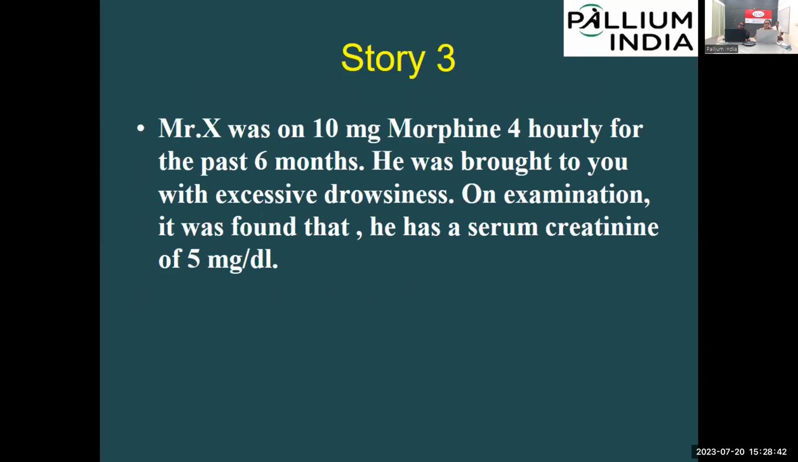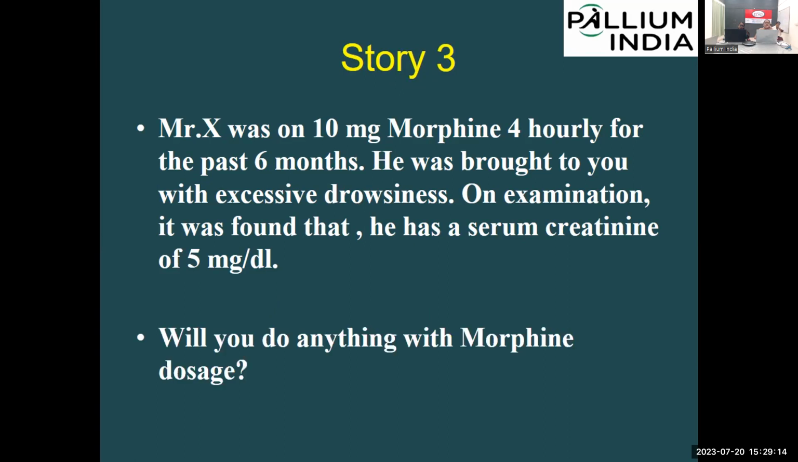So now going back to the story. Mr. X was started on 10 milligram of morphine every 4 hourly. For the past 6 months, he was having adequate, satisfactory pain relief. But now he was brought to you with excessive drowsiness, and on examination it was found that his serum creatinine was 5 milligram per deciliter. Will you do anything to the morphine dosage? So now he has presented with extreme drowsiness. What can we do?